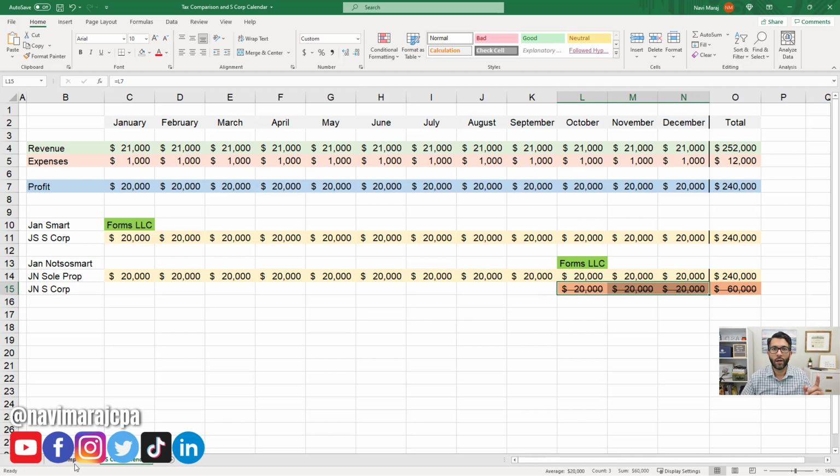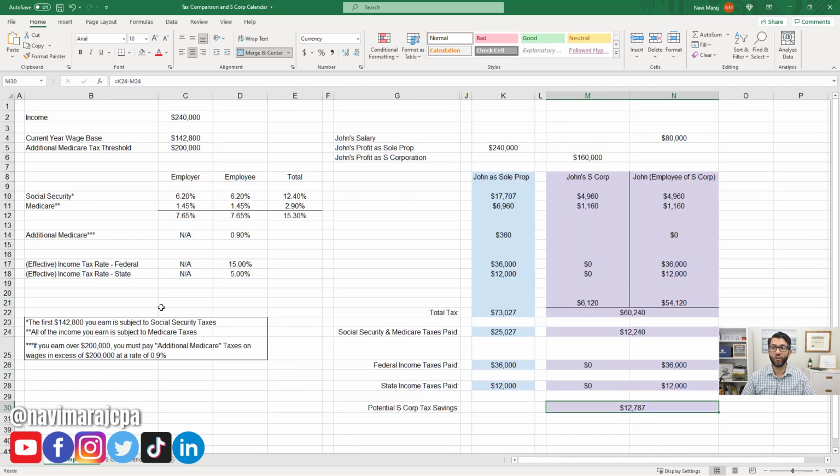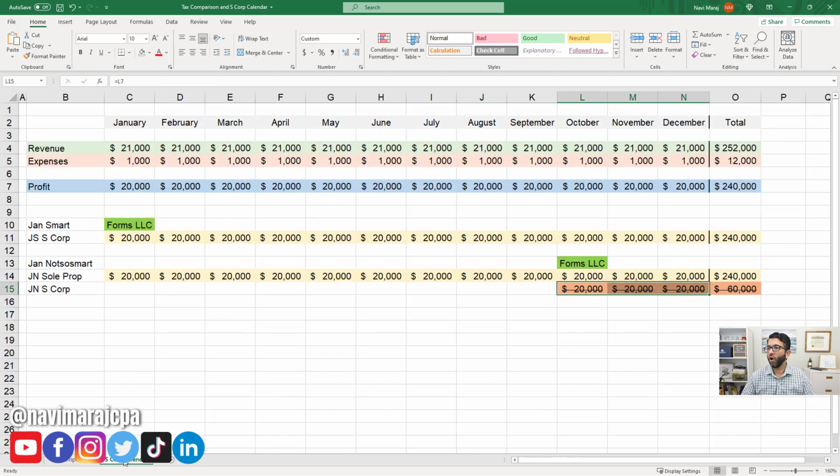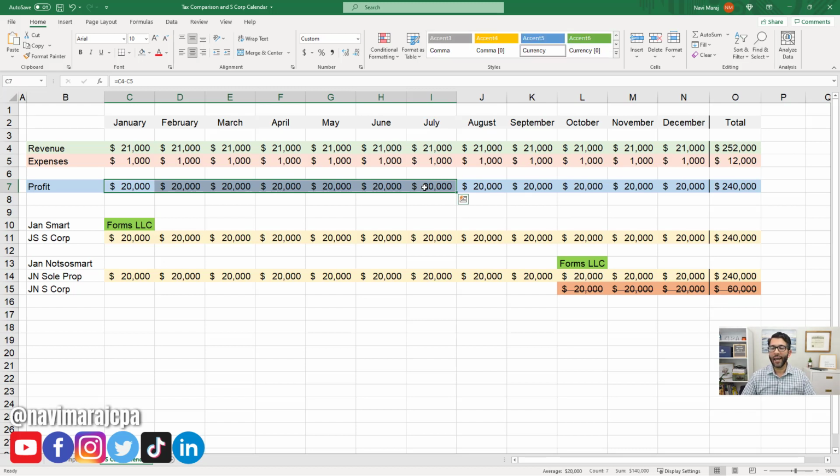The point that I want to make for her in particular, and this could be for you too, is that you see this here, this wage base. What did I write here? I said the first $142,800 you earn is subject to Social Security taxes. After that, you don't pay any more Social Security tax. So over here, going back to this slide, sorry to jump around so much. Once she hit July, basically, this is $140,000, she no longer has to pay Social Security taxes. She's no longer subject to Social Security taxes because there is a cap.